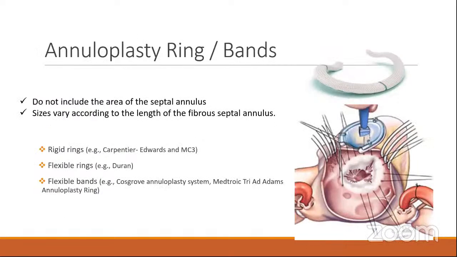The third technique is the annuloplasty rings or bands. They do not include the area of the septal annulus, and the size varies according to the length of the fibrous septal annulus. There are many kinds: rigid rings, flexible rings, and flexible bands like the Cosgrove annuloplasty system or the Medtronic Tri-Ad Adams annuloplasty ring.